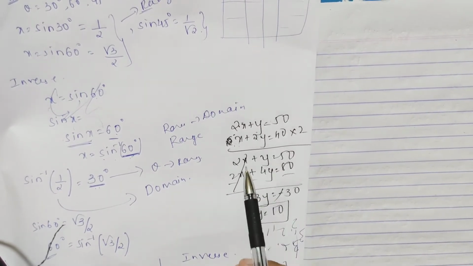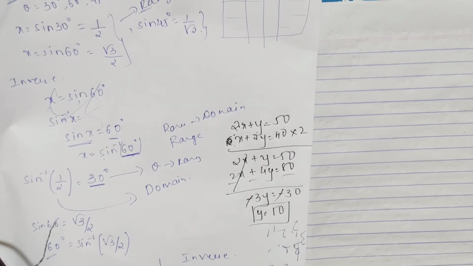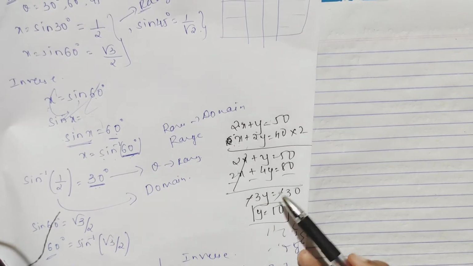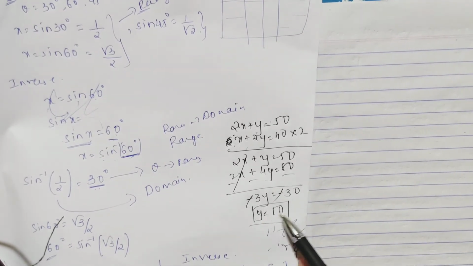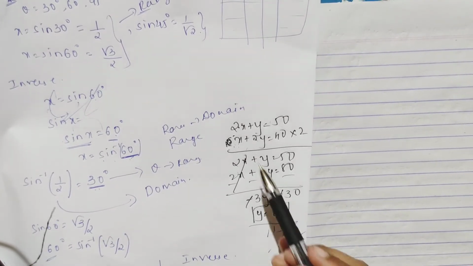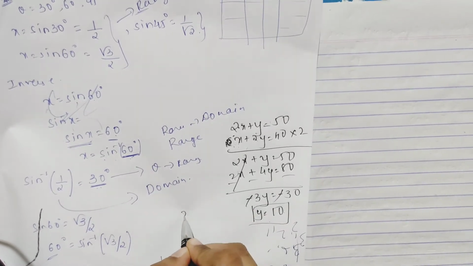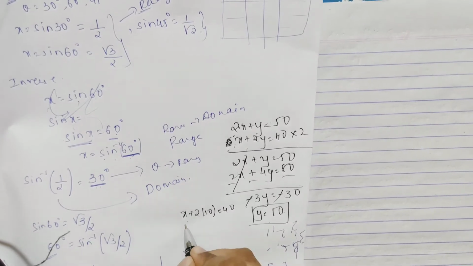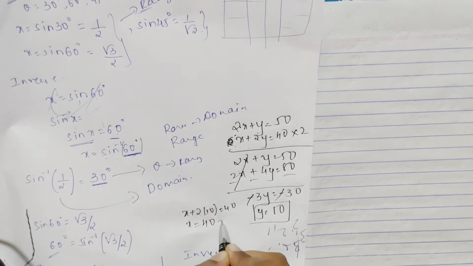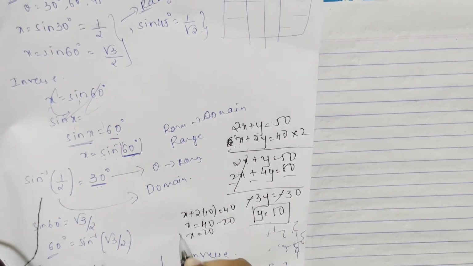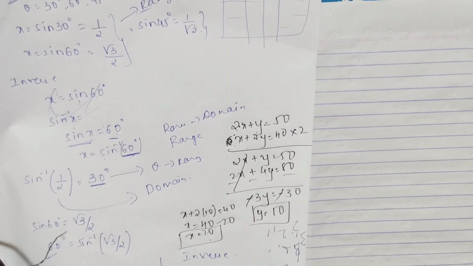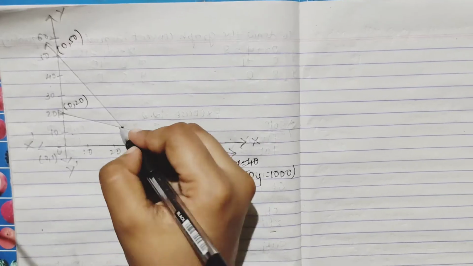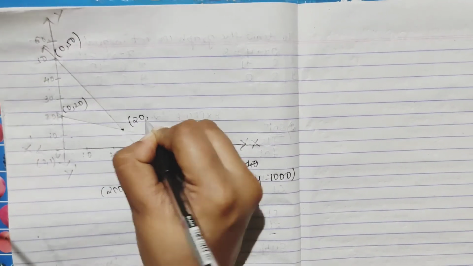So this becomes 2x plus y is equal to 50, and this will be 2x plus 4y is equal to 80. Subtracting, the 2x cancels off. y minus 4y is minus 3y, 50 minus 80 is minus 30. So y is how much? 10, you get. To find x, what do we do? We substitute the y value, and you get x plus 20 is equal to 40, so x is equal to 20. So the intersection point is 20, 10. Here you have got the intersection point 20, 10.